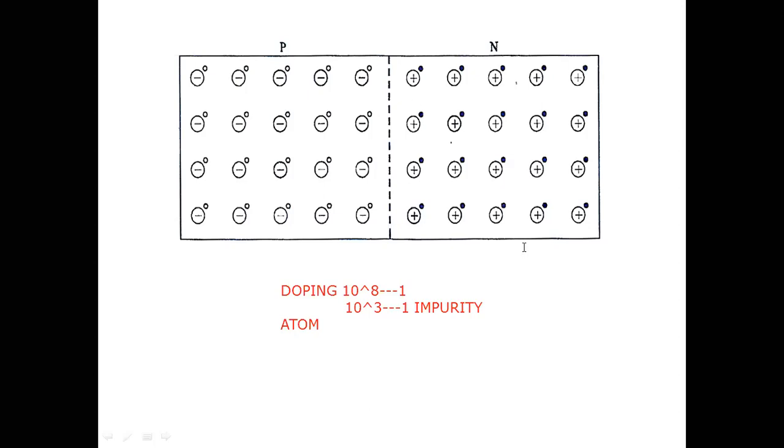Okay, so now the construction of PN diode and Zener diode is one and the same. There's no problem, right? But here the only one thing is doping concentration. Okay, it will only change.